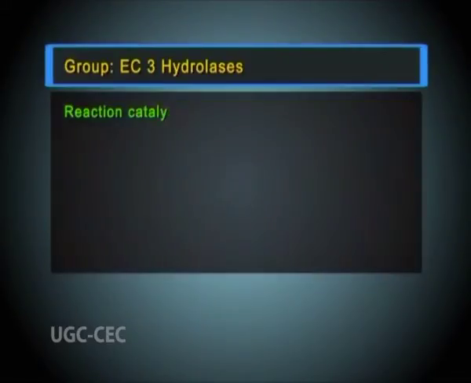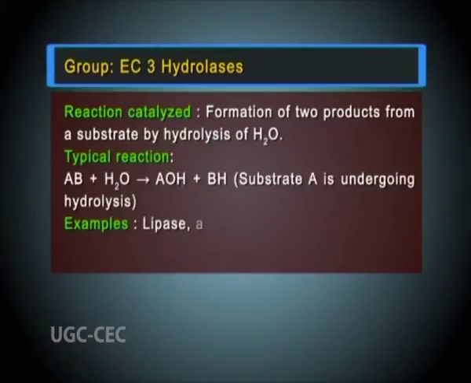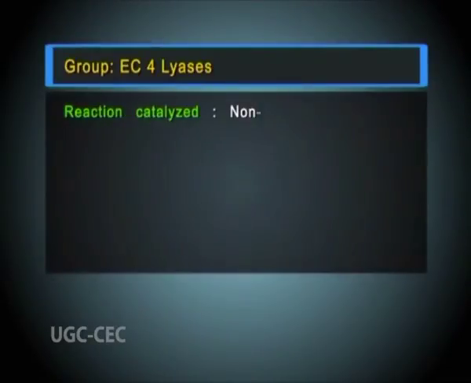Group EC 3, hydrolases. The reaction catalyzed is the formation of two products from a substrate by hydrolysis with water. A typical example here is AB plus water giving AOH plus BH. Here the substrate is undergoing hydrolysis. Examples are lipase, amylase, and peptidase.